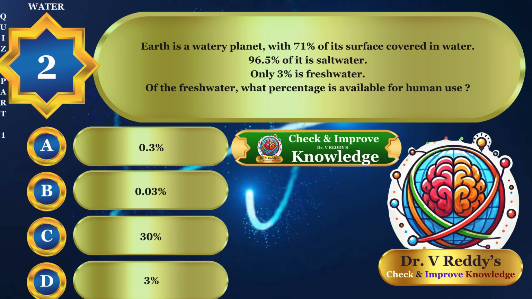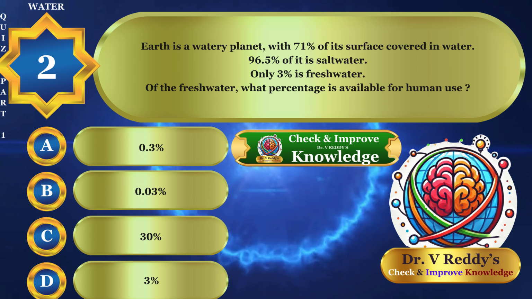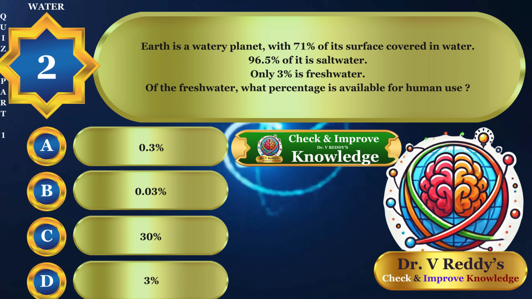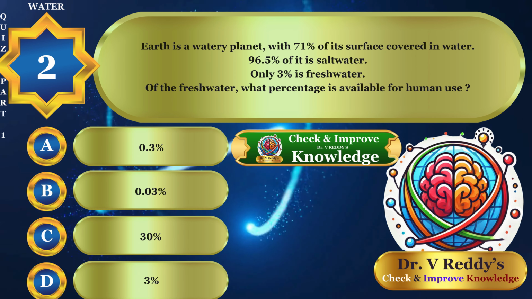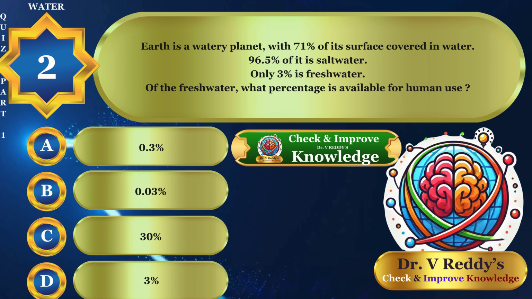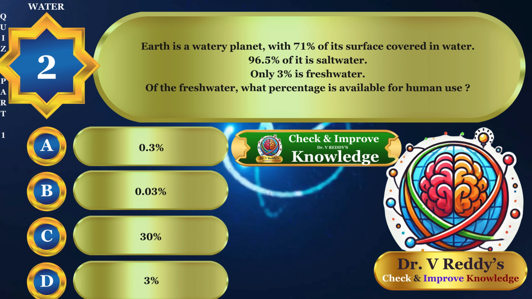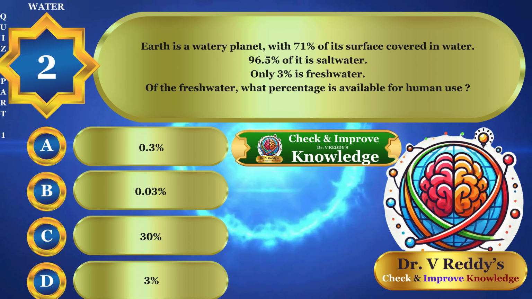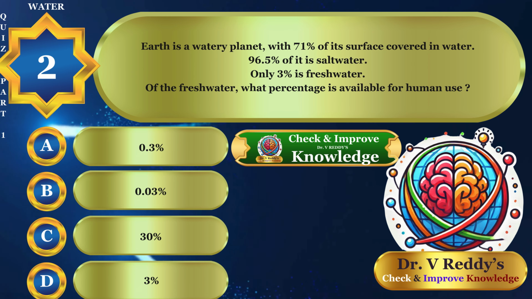Two. Earth is a watery planet, with 71% of its surface covered in water. 96.5% of it is salt water. Only 3% is fresh water. Of the fresh water, what percentage is available for human use? A. 0.3%, B. 0.03%, C. 30%, D. 3%.